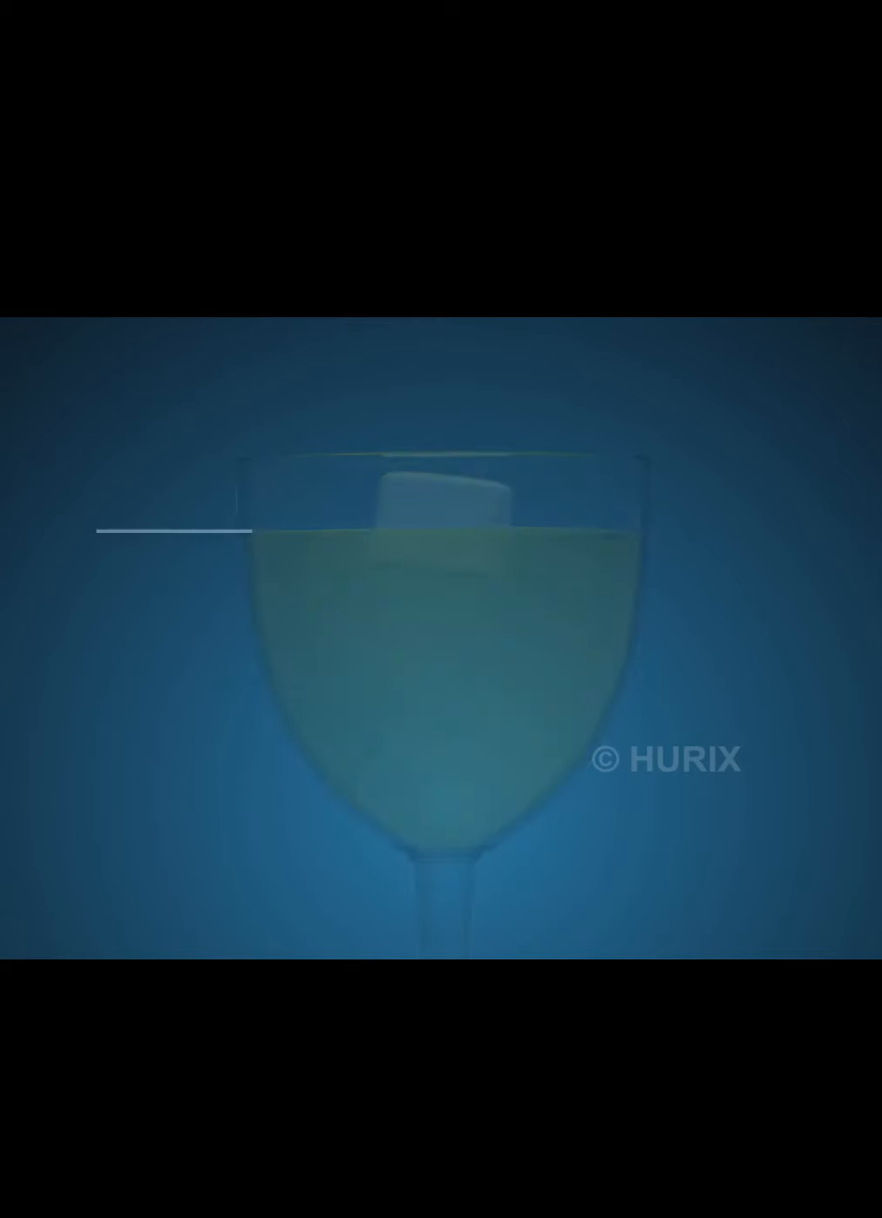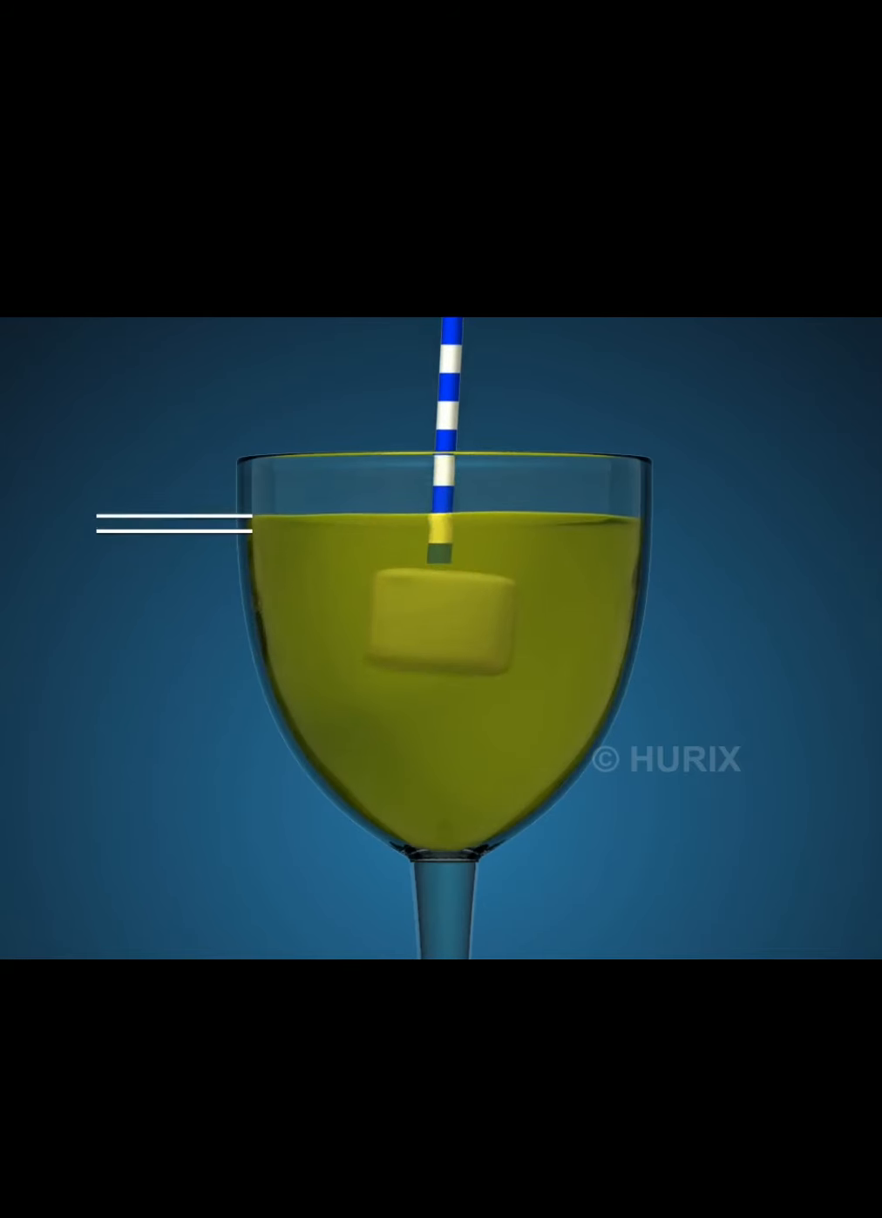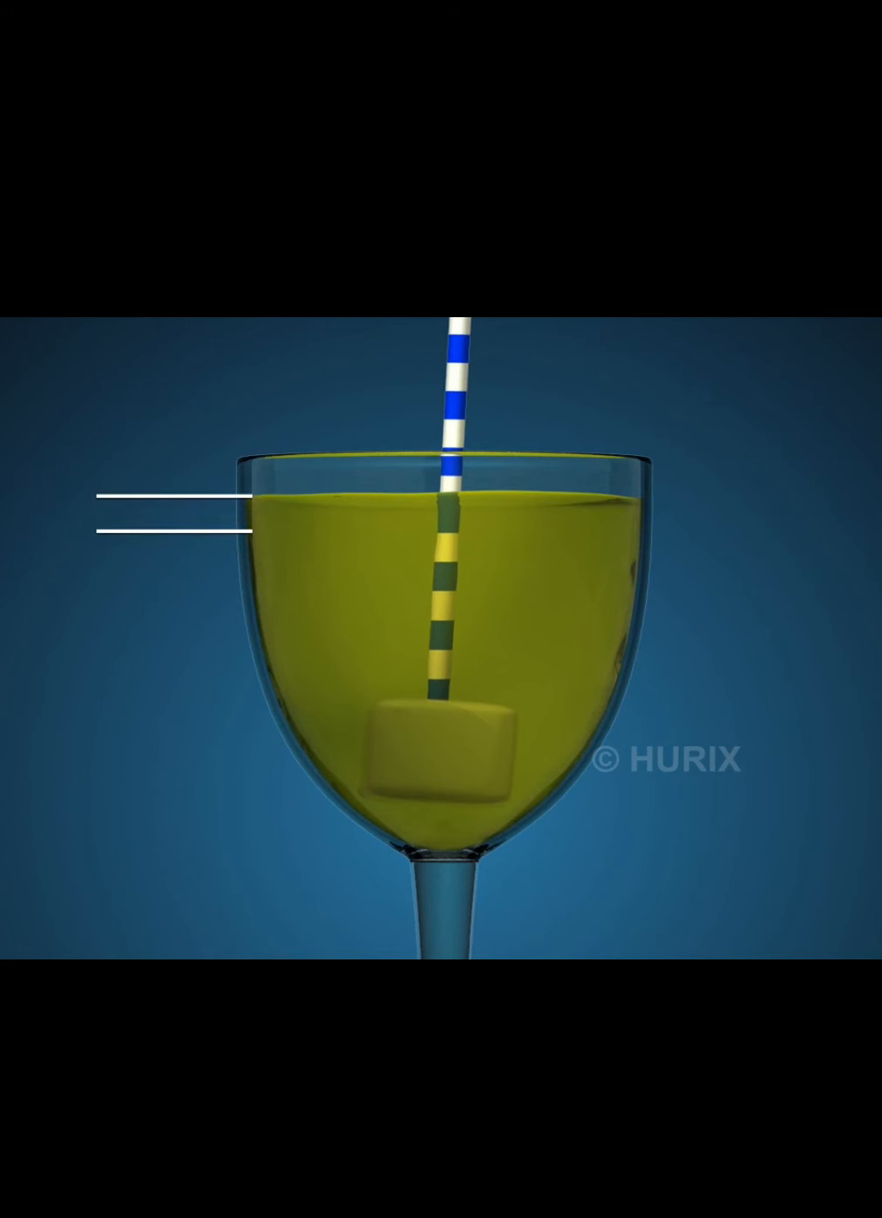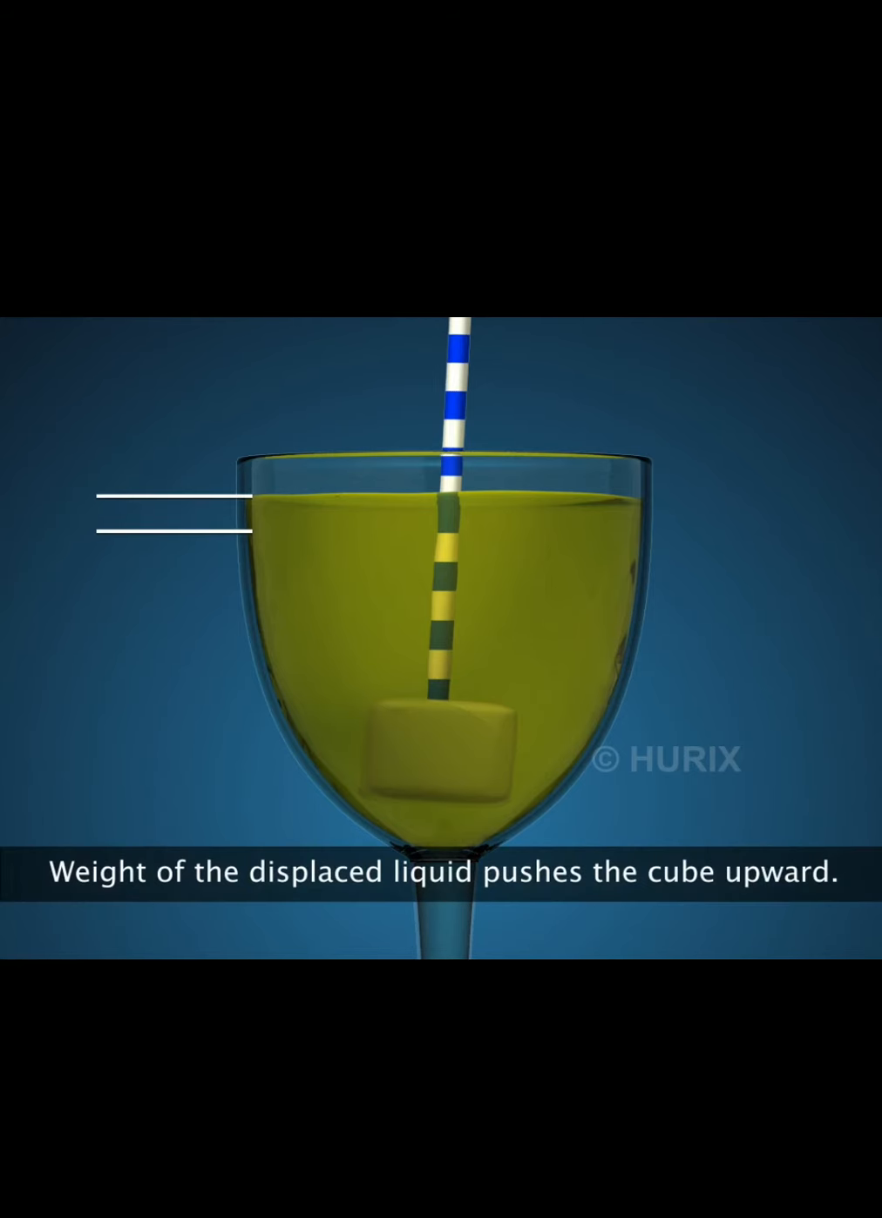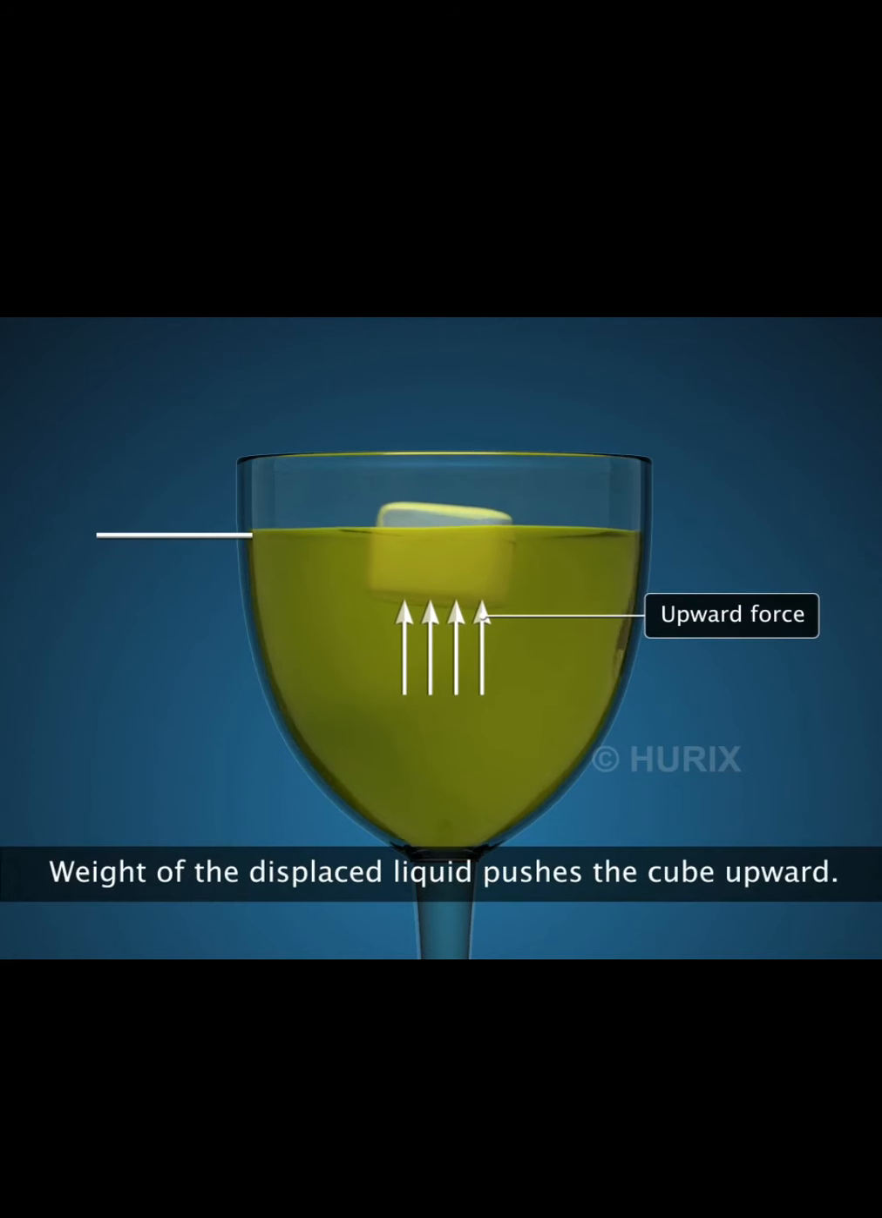How is buoyancy generated? When a body is submerged in a fluid, it displaces an amount of the fluid which is equivalent to its volume. The weight of this displaced fluid pushes the body upward.